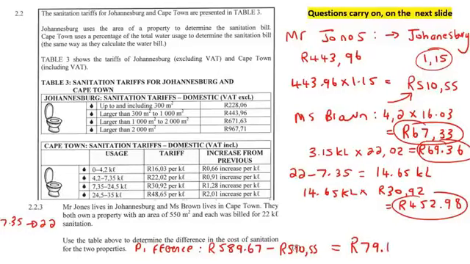So 79.12. There we go, and that would be the final answer.